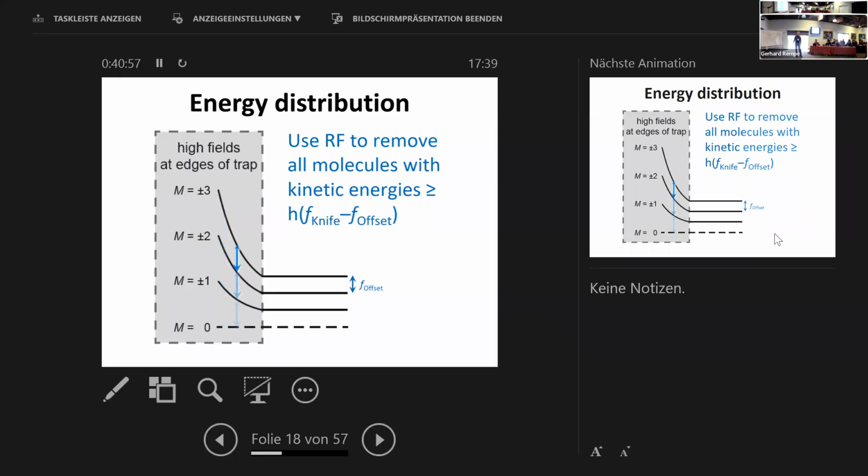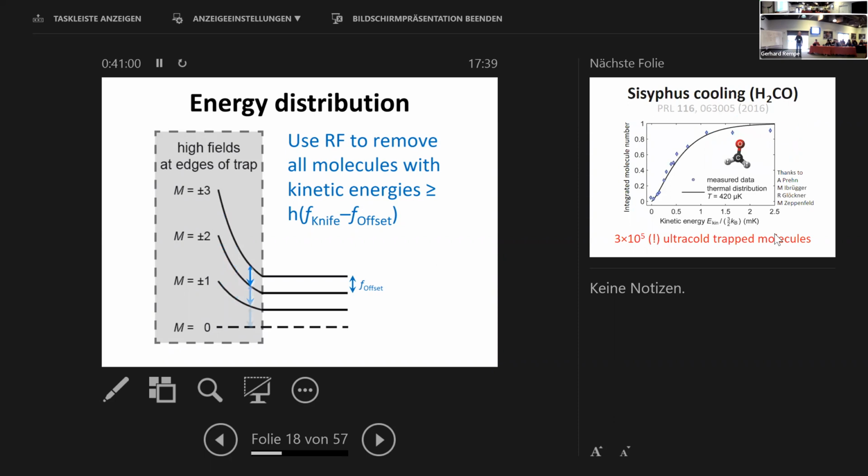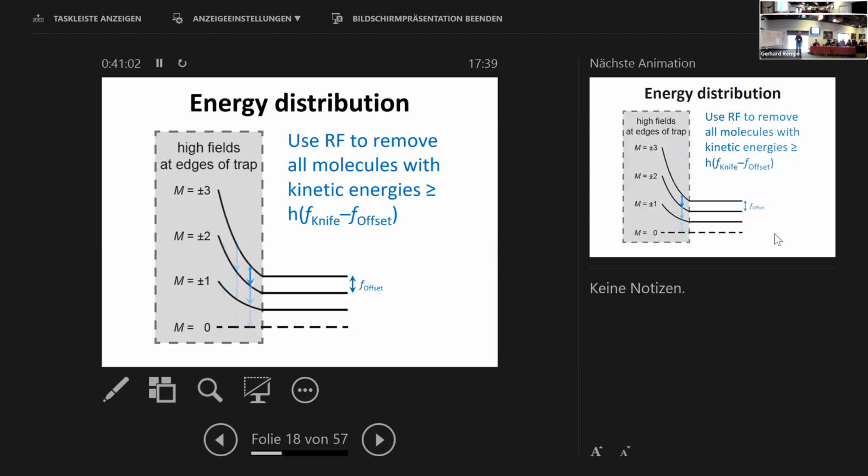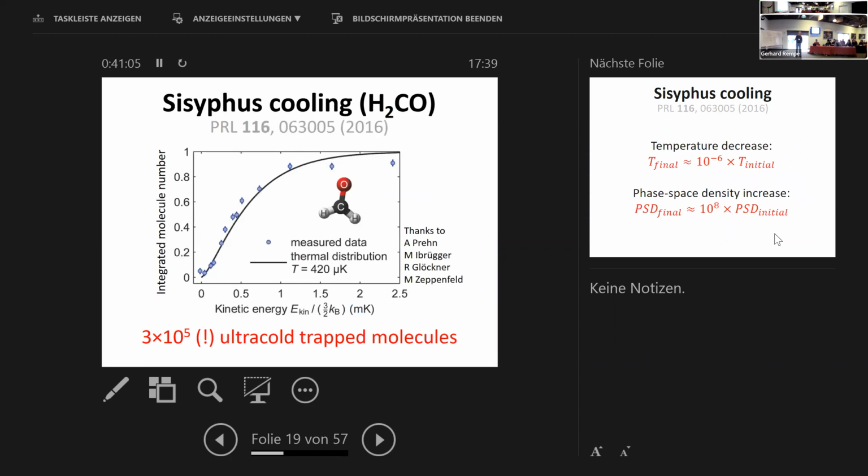So that's what we do. We sweep it down very much like this, and then this is the result. This is the integrated molecule number as a function of their kinetic energy. And of course, at zero kinetic energy, there are 0 molecules, and the integrated number increases here. The mean kinetic energy, basically, if we take here the 0.5, is something like 400, actually 420 microkelvin.